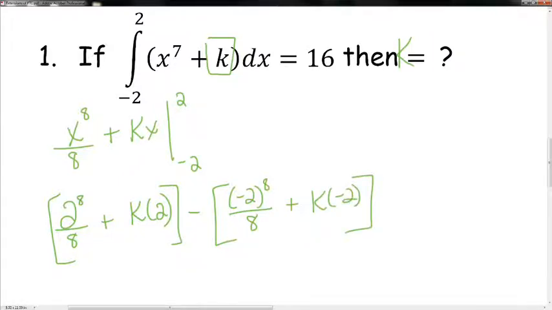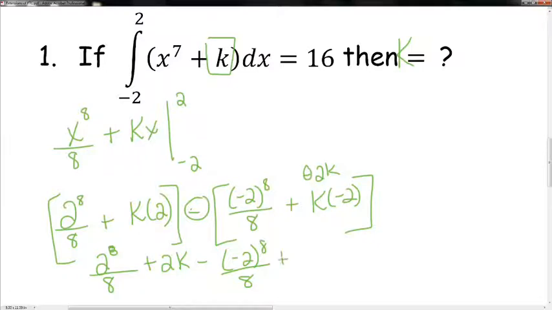Alright, so let's drop our parentheses. So 2 to the 8th plus 2k minus negative 2k, over 8. This is essentially saying negative 2k, a negative times the negative is a positive.